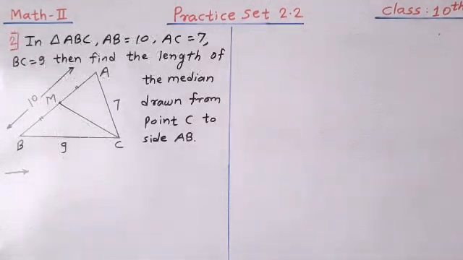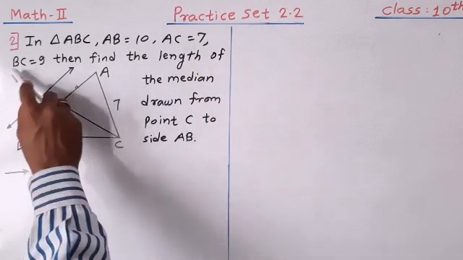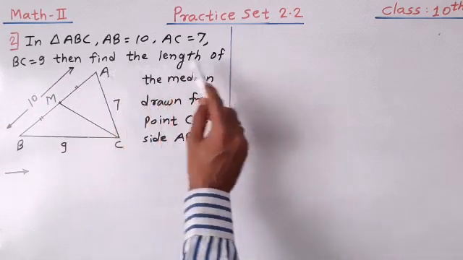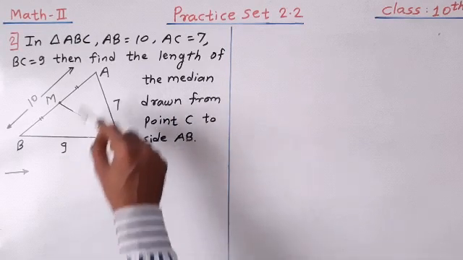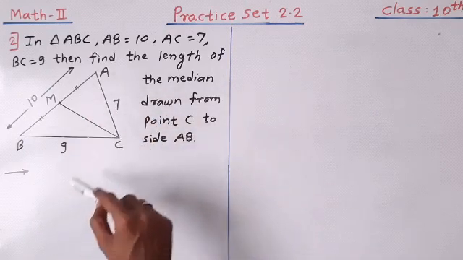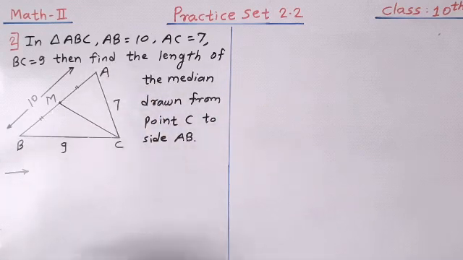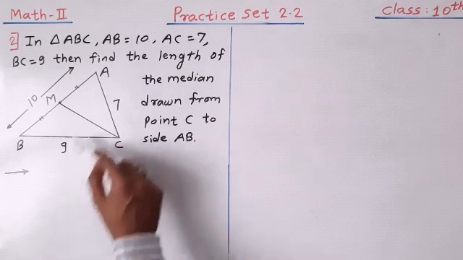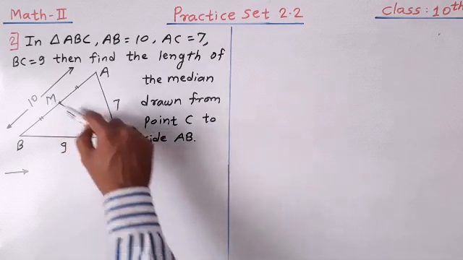Okay, now let us see question number 2. In triangle ABC, AB is equal to 10, AC is equal to 7, BC is equal to 9. Then find the length of the median drawn from point C to side AB. See here in triangle ABC, you can see that CM is the median drawn from point C on side AB. The length of AB is written here. The length of BC is also written here. Length of AC is also shown here. Now we have to find out the length of the median, means we have to find out the length of CM.